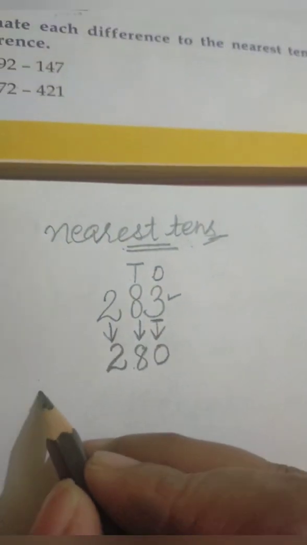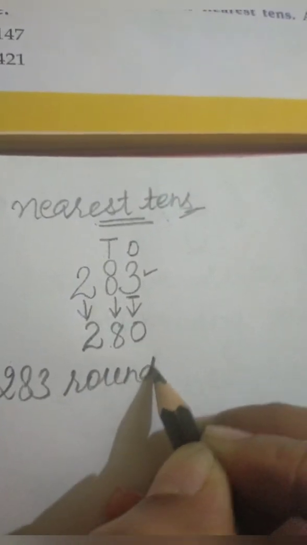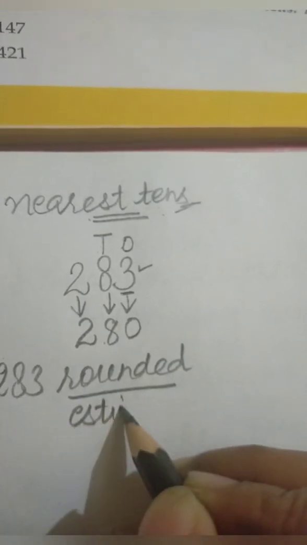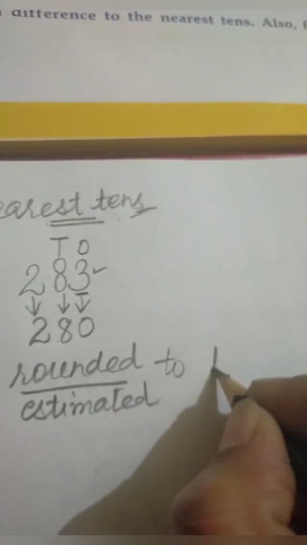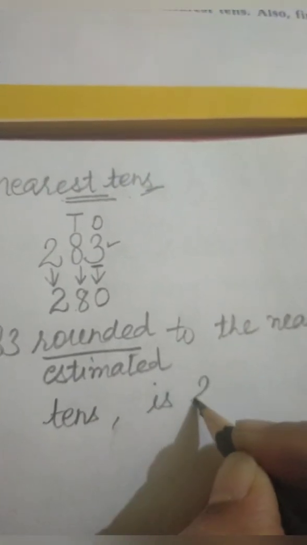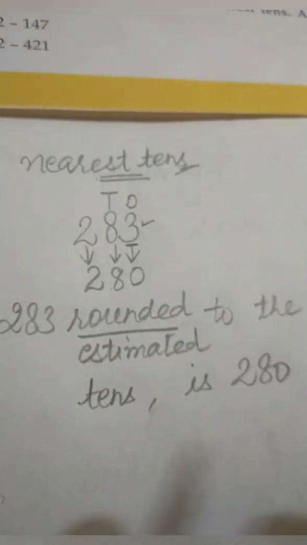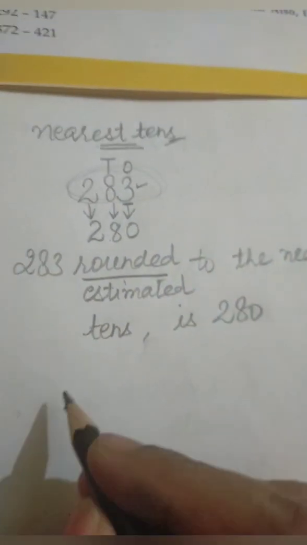So when 283 is rounded, or we can say estimated, to the nearest tens, it is 280.